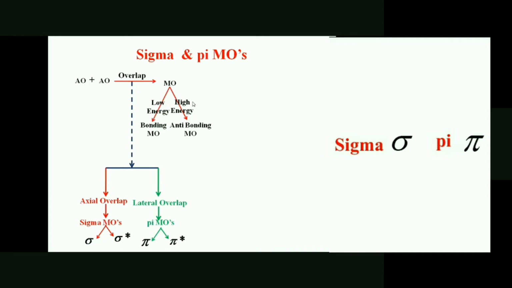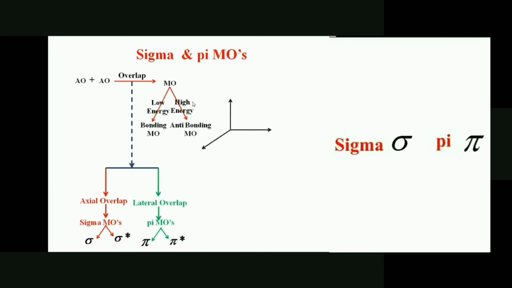Now, this is how the overlap leads to different molecular orbitals. When overlap of atomic orbitals takes place axially, they form sigma molecular orbitals and they will have two different energy levels. The low energy level is said to be sigma bonding and the high energy level is termed antibonding. When the atomic orbitals overlap laterally, they form pi molecular orbitals. They will have two energy levels, two MOs. The low energy MO is said to be the pi bonding molecular orbital. The high energy molecular orbital is said to be the pi antibonding molecular orbital. This is how the overlap results in different molecular orbitals.